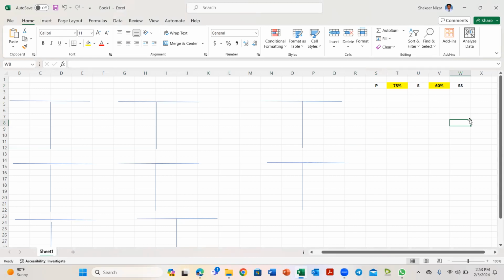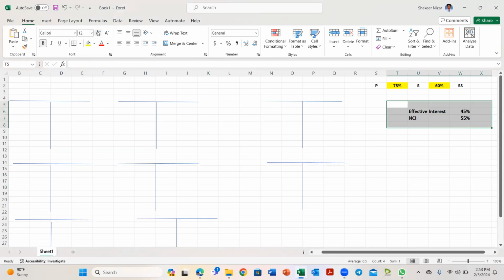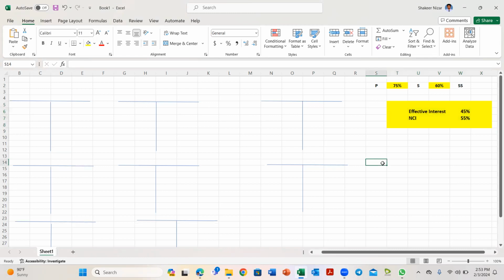What is the effective interest in the subsidiary? Identify the group structure. Effective interest. What is the effective interest? 75 into 60, that is 45. And the NCI is 55. How do we come to 55? 1 minus this. That is 55, right? If I show this as a percentage, you can see here. This is the subsidiary, right?